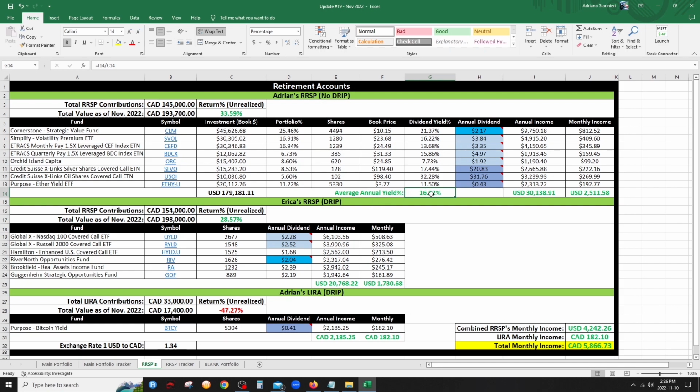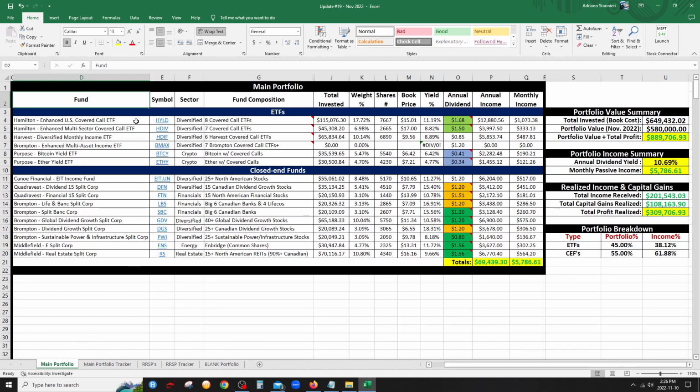Mine, which I'll discuss in a while when it comes to goals, is a little bit higher because this is really my YOLO account. So that's it for the retirement accounts. That's what I track. For the main portfolio, it's pretty much the same.